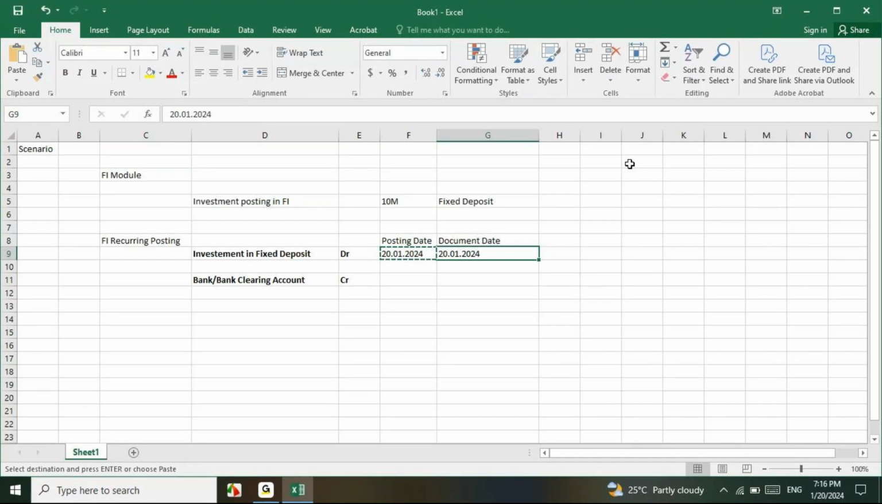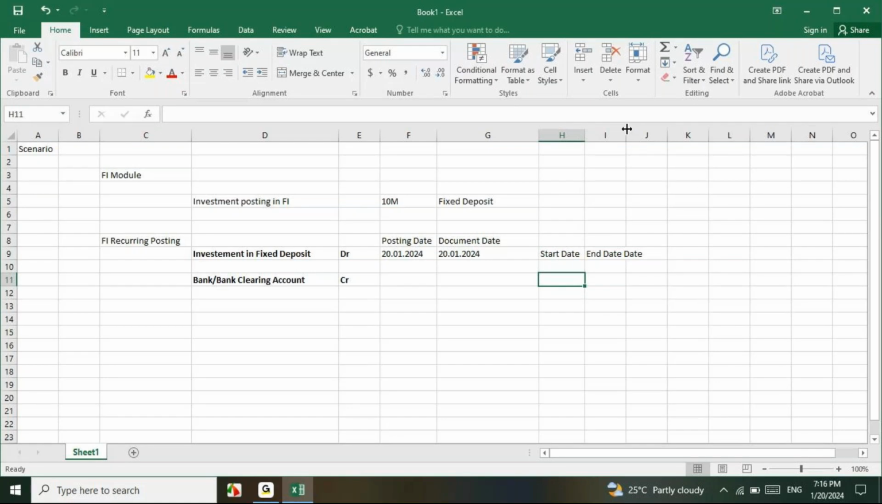I think along with this, as a treasury manager, we also need to know what is the percentage of interest we are going to get on this fixed deposit, and then the value date, and all the terms and conditions. Can you get that from the FI module? What is the start date and what is the end date of the investment? The answer is no. We can at most enter the posting date or the document date.